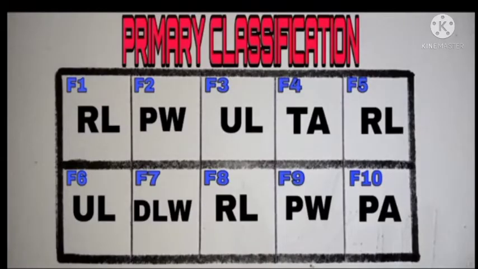In this chart, we can see that finger 1 is a radial loop, finger 2 is a plain whirl, finger 3 is an ulnar loop, finger 4 is a tented arc, finger 5 is a radial loop, finger 6 is an ulnar loop, finger 7 is a double loop whirl, finger 8 is a radial loop, finger 9 is a plain whirl, and finger 10 is a plain arc.